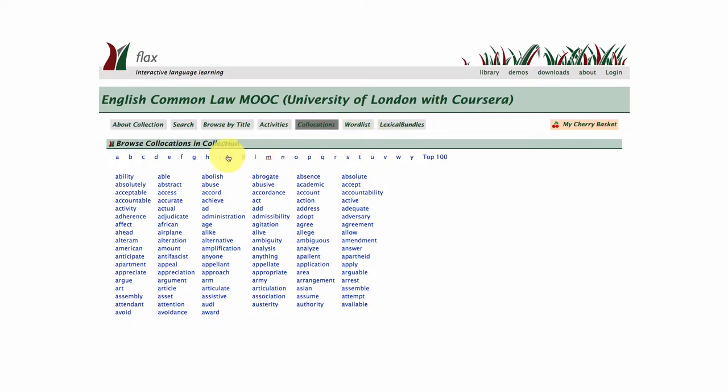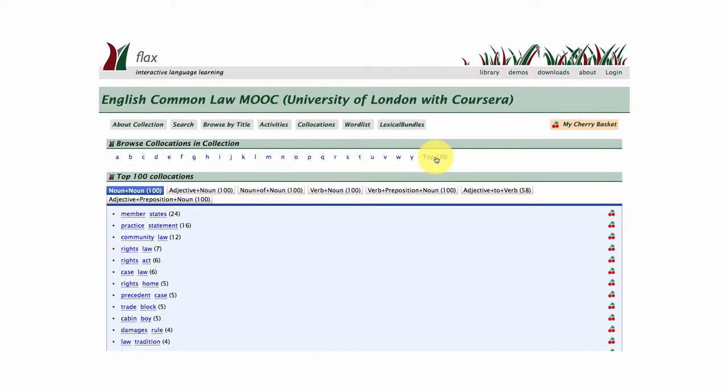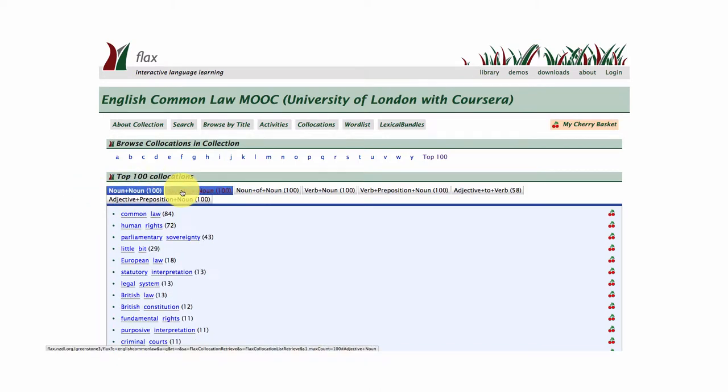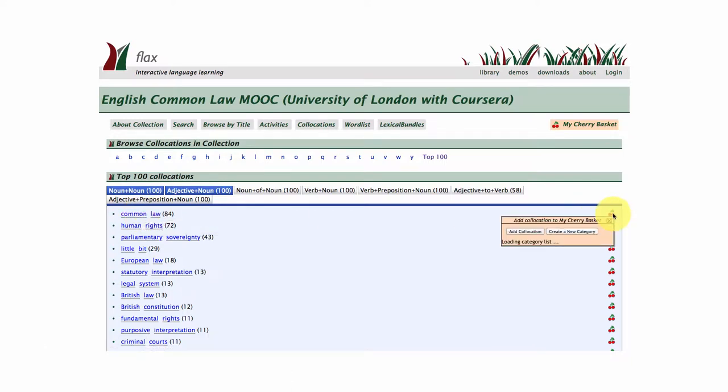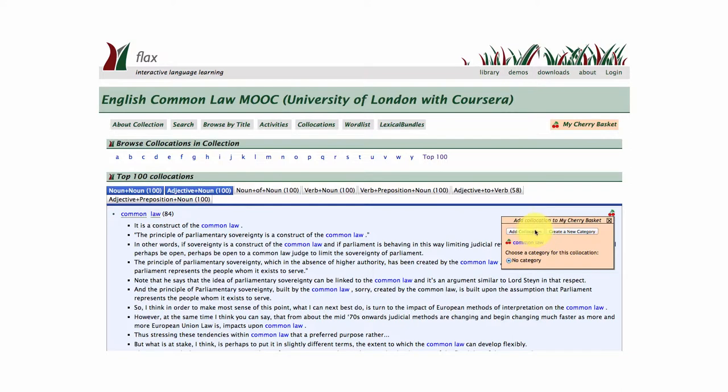Okay, so what we've done is we've got them occurring alphabetically. Here we've got the A's. A nice feature is the top 100 collocations in this collection, and you can see how they're organized by grammatical pattern. Let's click on this one, adjective plus noun. No great surprise, we have common law. If you want to, once again, you can add these to your cherry basket if you're interested.